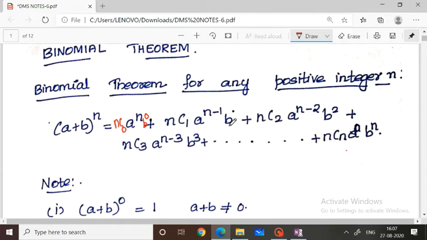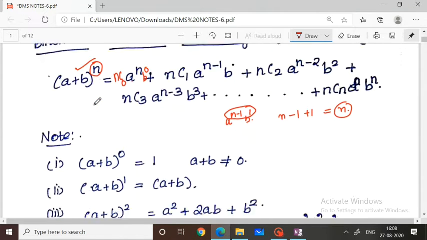Next, in each term of the expansion, the sum of the indices of a and b is the same, and it is also equal to the index of a plus b. That means when you add the powers in a raised to n minus 1 into b, n minus 1 plus 1 is equal to n, which gives the index of the power of a plus b.